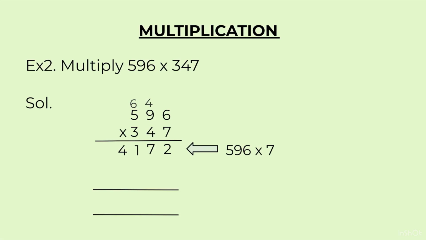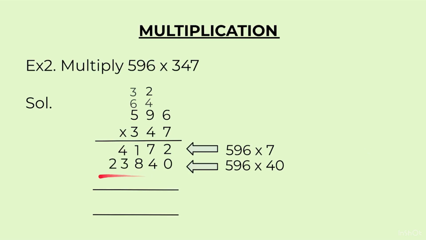In the next step, we have to multiply 40 with 596. First we'll write 1 zero and then we'll multiply 4. 4 6s are 24, 2 at the top, 4 at the bottom. 4 into 9, 36 plus 2, 38, 3 at the top, 8 at the bottom. 4 5s are 20 plus 3, 23.